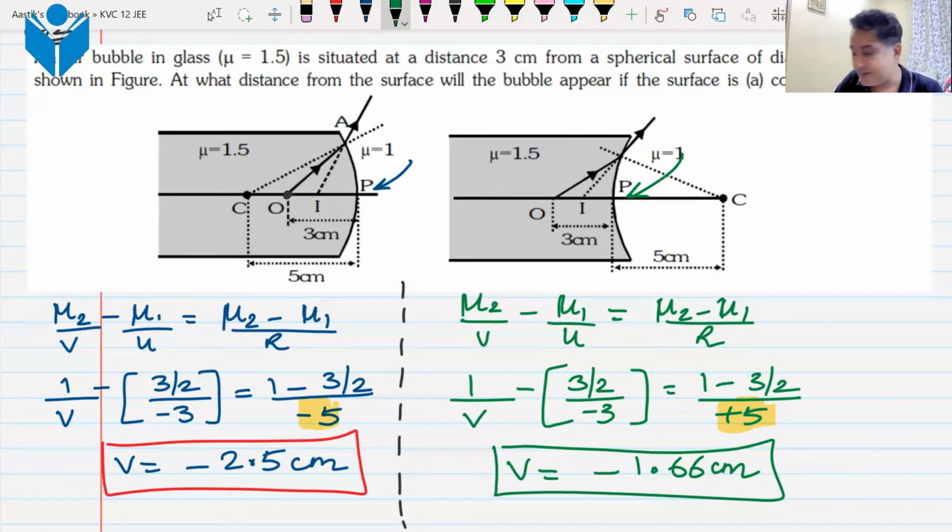Okay. Now, right now whatever questions we have done, they were point objects. Sometimes you can have erect objects. If you have erect objects, apart from asking you where the image is formed, they can also ask you what is the magnification. So let us now see the formula for magnification by a curved surface. Write the next heading, lateral magnification. Anyone knows the formula?